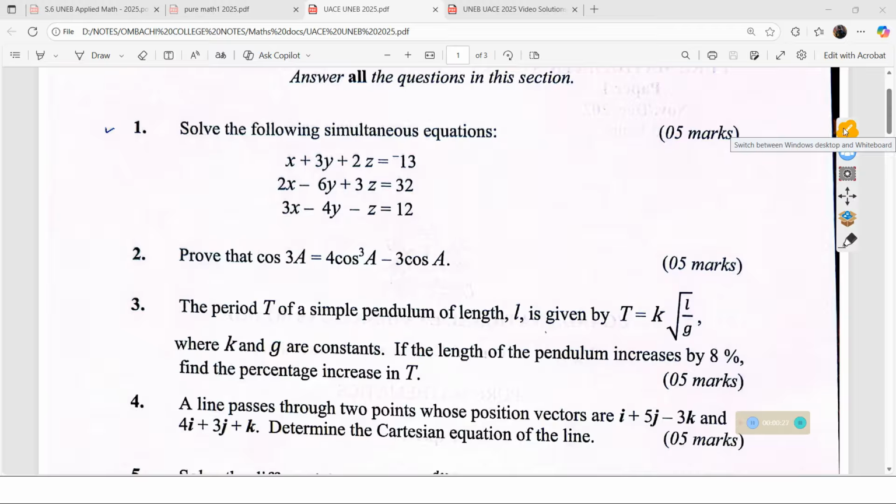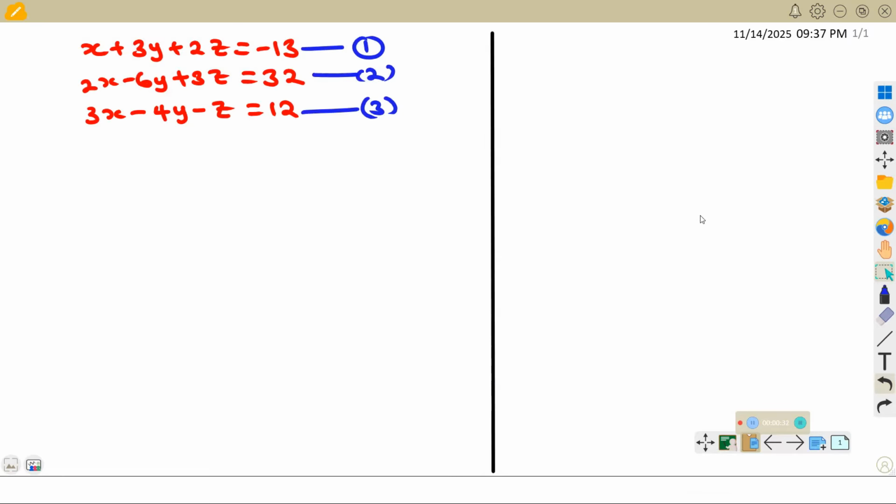To solve this system, we shall use the method of elimination. This approach systematically removes variables one by one to reduce the system to simpler equations. So for this case, we shall try to break these into different segments. We introduce the equations and we shall label them as equation number 1, 2, and equation number 3.